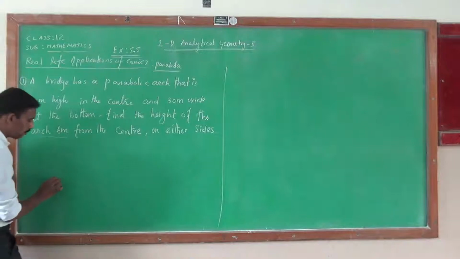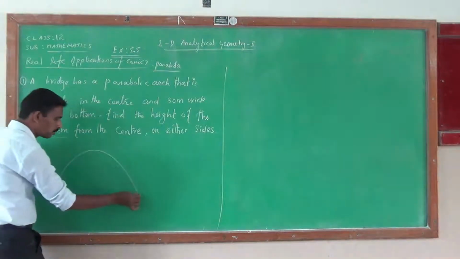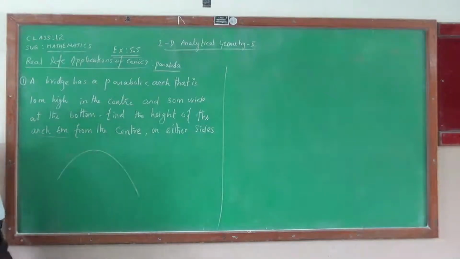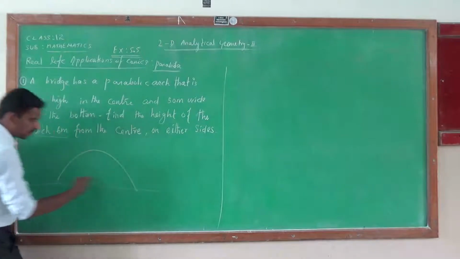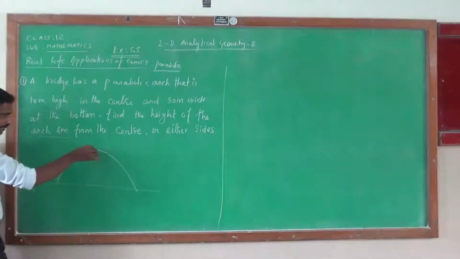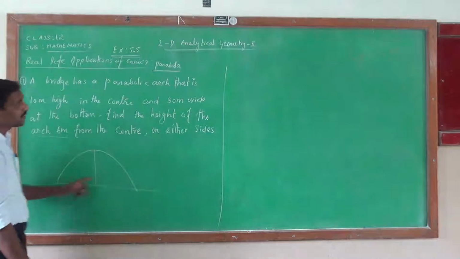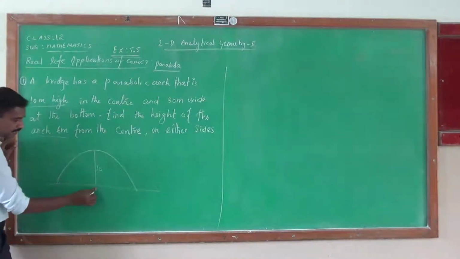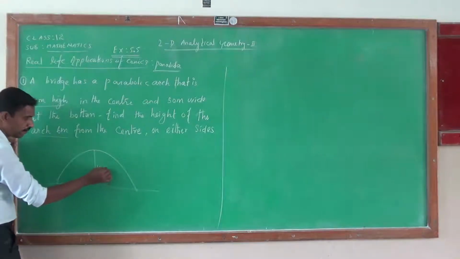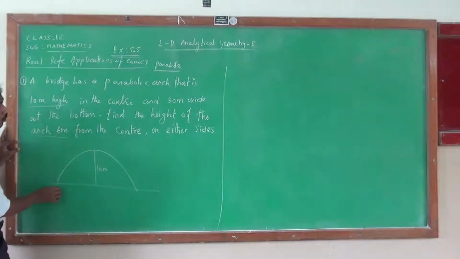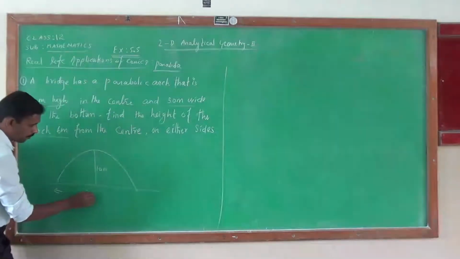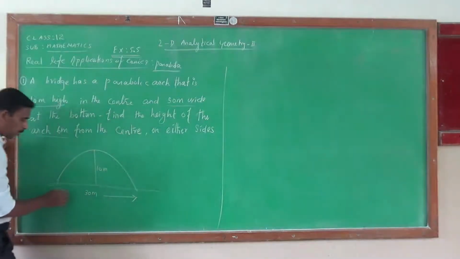Now just imagine, this is an arch, it should be a parabolic arch, it should be a bridge, okay? You see, consider this is the ground level and the center is 10 meter high. This is the center point, it should be 10 meter high, and it's 30 meter wide.